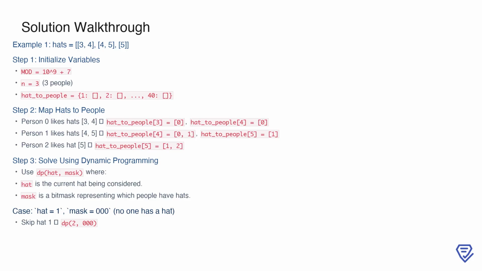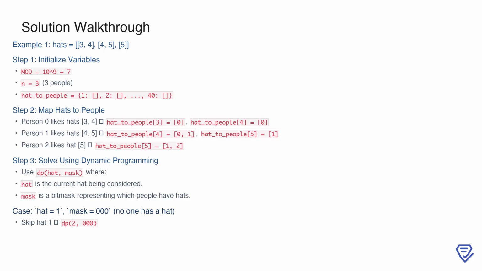Additionally, we create a mapping called hat_to_people, where each key represents a hat number from 1 to 40, and the corresponding values are lists of people who like that hat. Next, we map hats to people based on their preferences. Person 0 likes hats 3 and 4, so we update hat_to_people such that hat 3 maps to 0, and hat 4 also maps to 0.